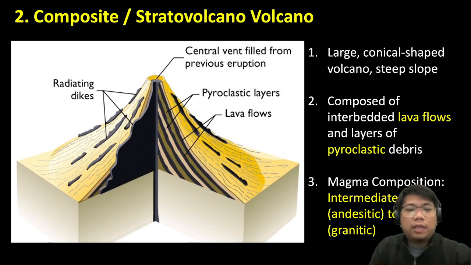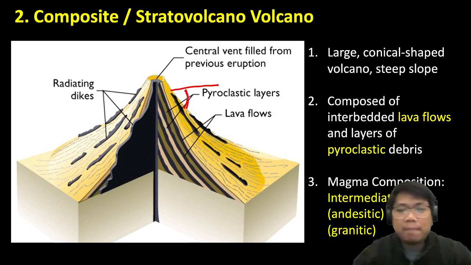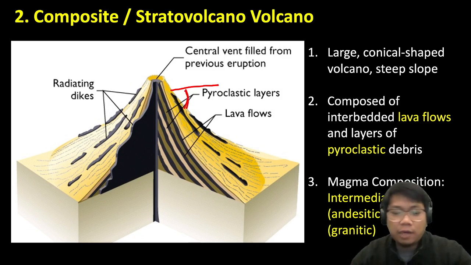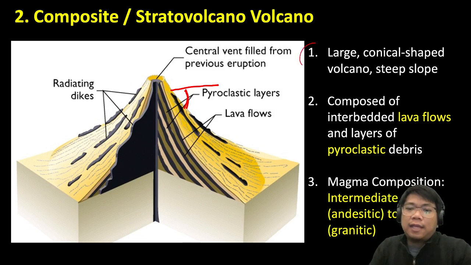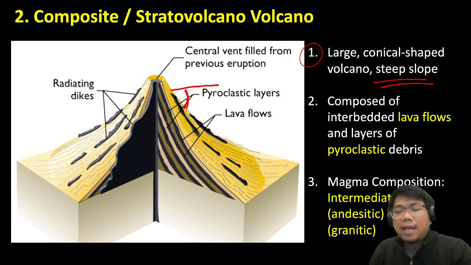One of the things that we see here is the slope. Look at this. The slope of the composite volcano is very steep, much steeper than the shield volcano that I showed you in the last video. So the characteristic is that it is large and conical in shape, it has a steep slope on its flank, and it is mainly composed of interbedded lava flows and pyroclastic debris.